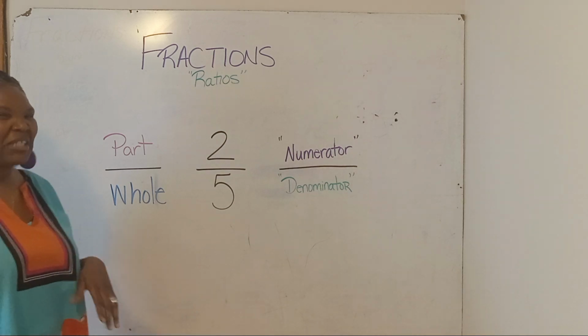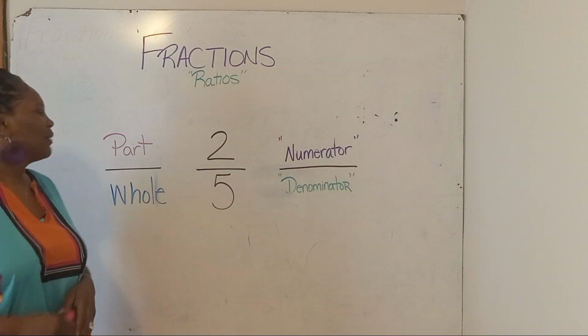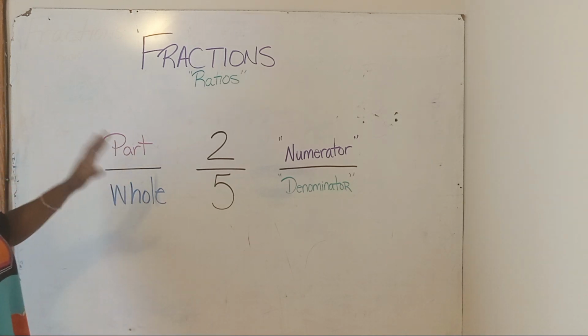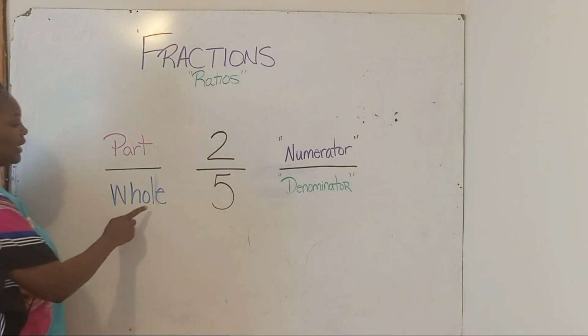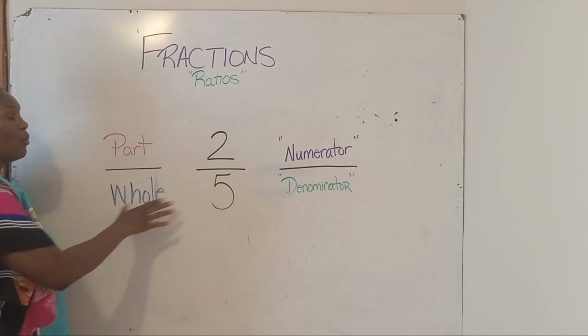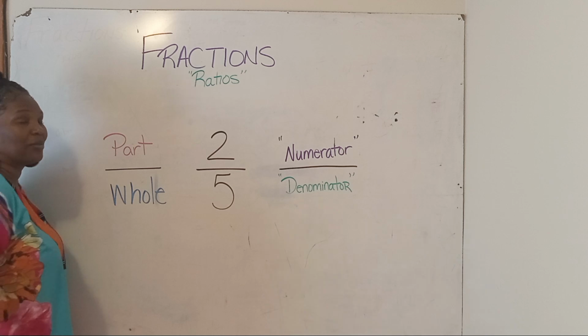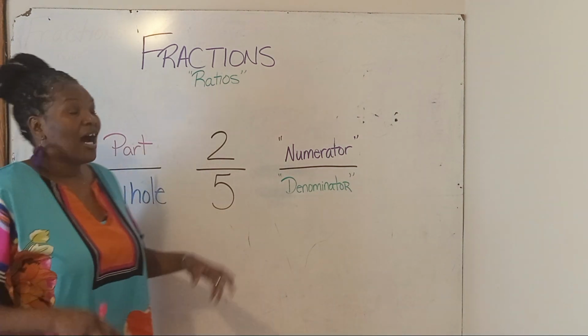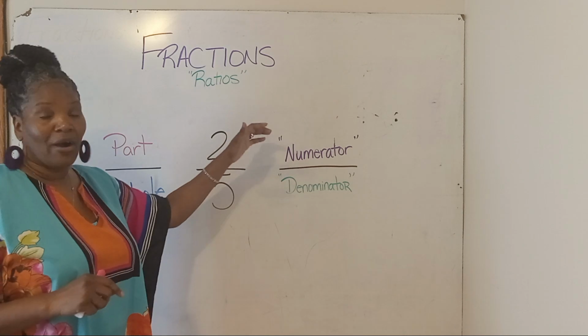These are some things we really need to know. Fractions have two parts. When we're looking at fractions, we're looking at the whole part and the part. The whole is at the bottom, and the part is at the top.